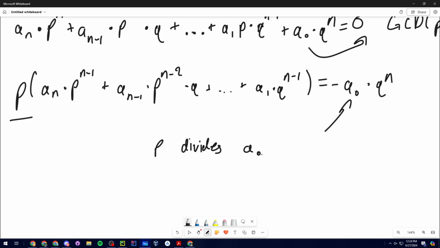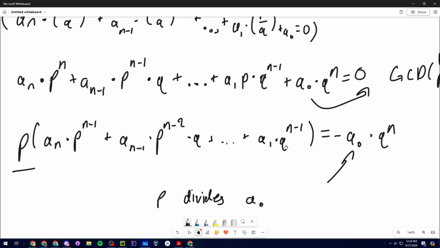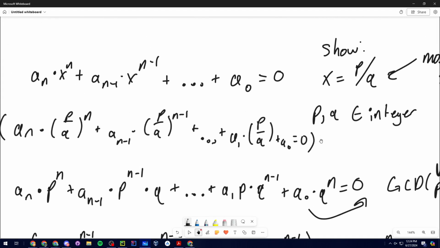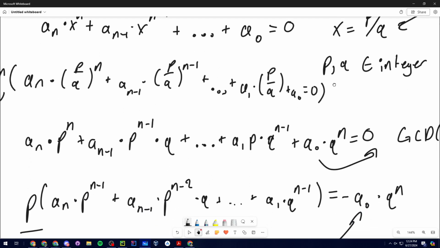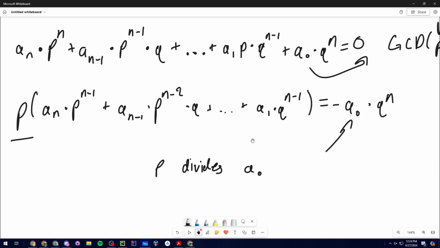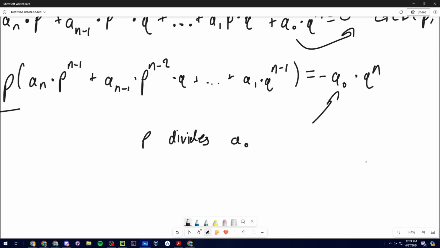So we got that, and if you remember, p is supposed to be our numerator, so it's supposed to be a constant. And okay, so now we have to show that q works out.